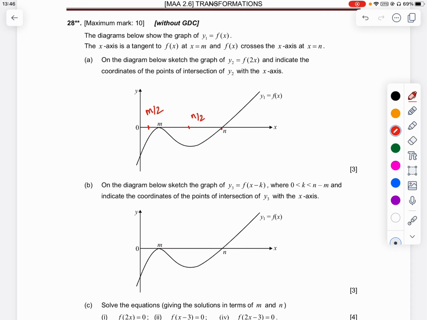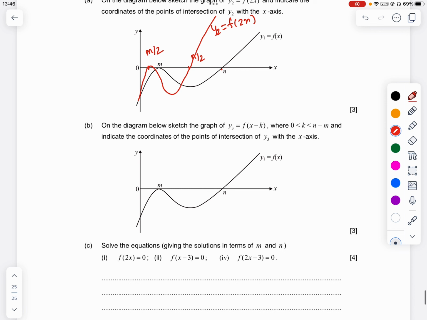So how will be the graph now? It passes through n upon 2. This should be the shape of the graph. This is y2 equals to f of 2x.